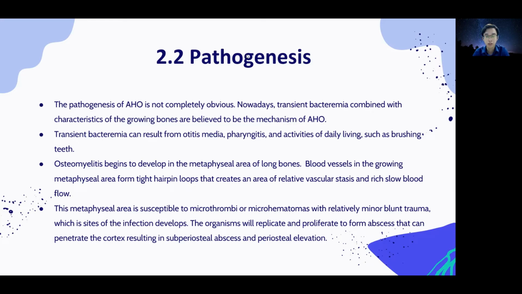The organism will replicate and proliferate to form abscess that can penetrate the cortex, resulting in subperiosteal abscess and periosteal elevation. Okay, that's all about the pathogenesis, and the next slide will be continued by my friend.